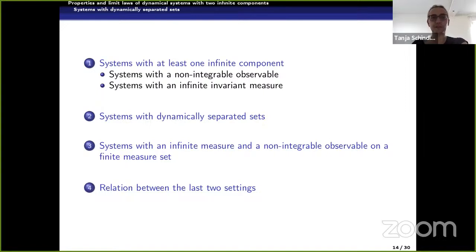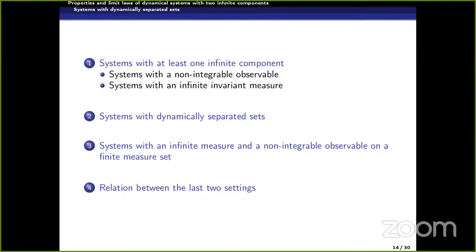Sorry. So next I will say a little bit about systems with dynamically separated sets. And I just want to say... Tanja? Yes? Sorry, before you change topic, can you give some examples of systems where your results apply, just to have an idea?